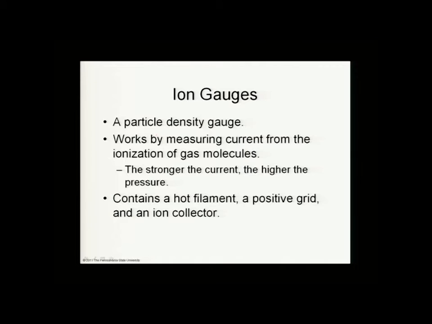Ion gauges, again, an indirect type of instrument to measure pressure. It doesn't directly measure pressure. The only one we saw so far that directly measured pressure was the capacitance manometer. The ion gauge is, again, based on using particles, which, of course, is what we want to know about, how many particles are present. And what it does is it works by measuring the current from an ionization process, and thereby, by measuring the current, determines how many gas molecules must be around. So the idea is that you have some way of ionizing whatever comes in between two electrodes.